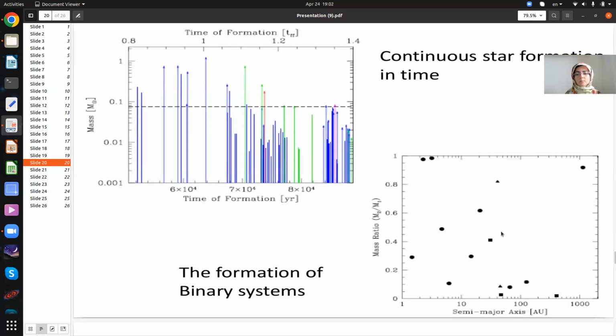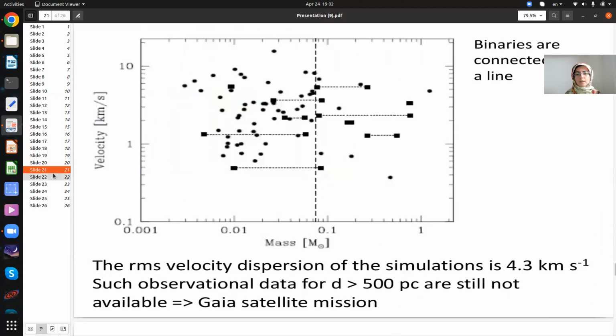Here is the formation of binary stars. Here, the root mean square of the velocity dispersion of the simulations is 4.3 kilometers per second. Such observation data for a diameter larger than 500 parsec are still not available, but the Gaia satellite mission will provide them, which we calculated. Binaries are connected with the line you see. These are binaries.